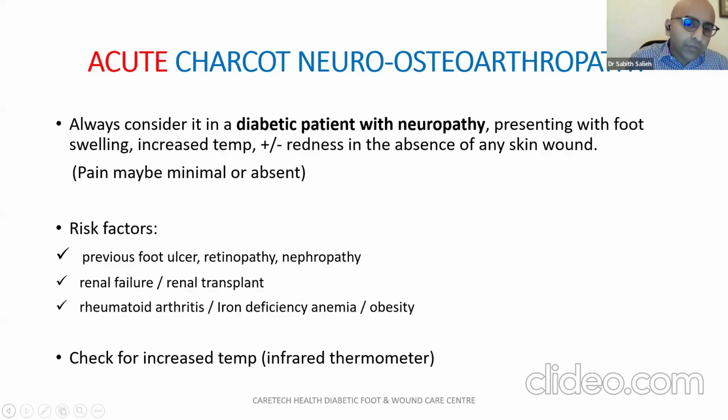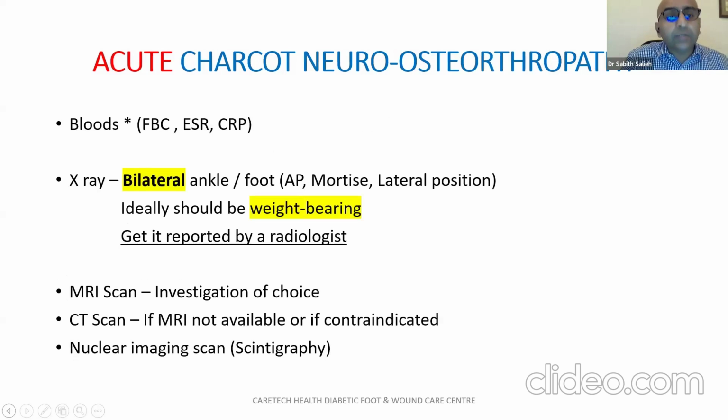What are the risk factors? Previous foot ulcers, retinopathy, nephropathy, end-stage kidney failure, and of course, some non-diabetic conditions like rheumatoid, iron deficiency anemia, and obesity, right? And often we check for increased temperature. Sometimes we use the palm of our hand or an infrared thermometer, right?